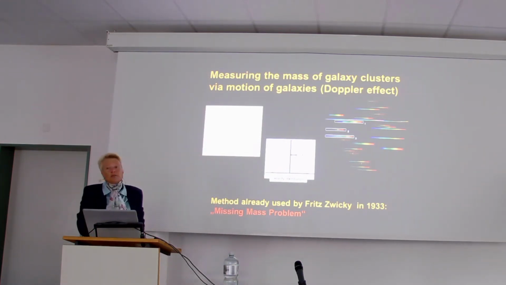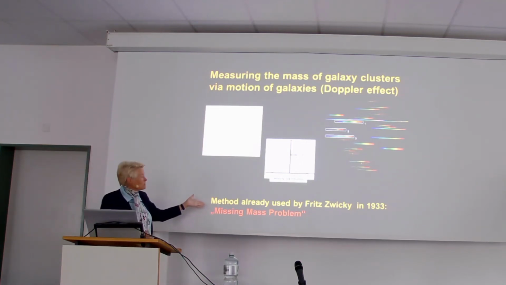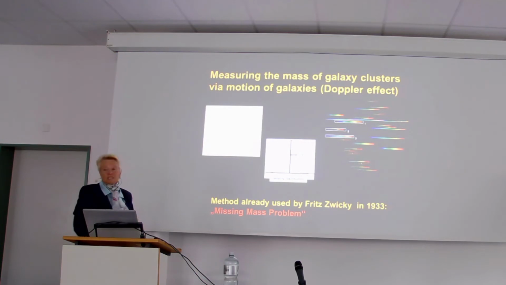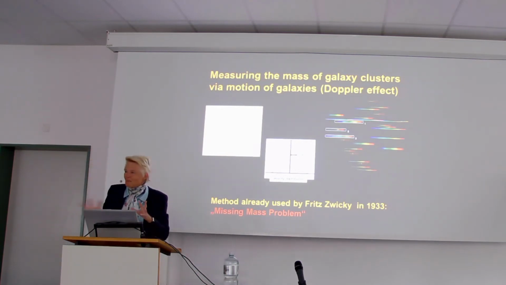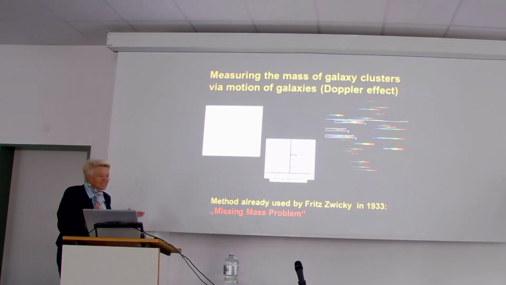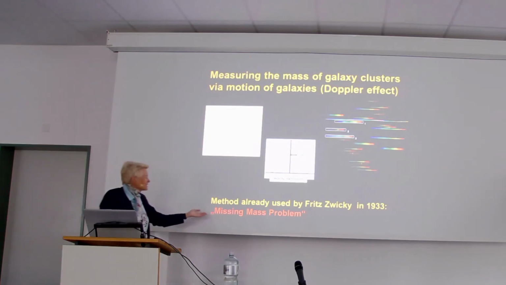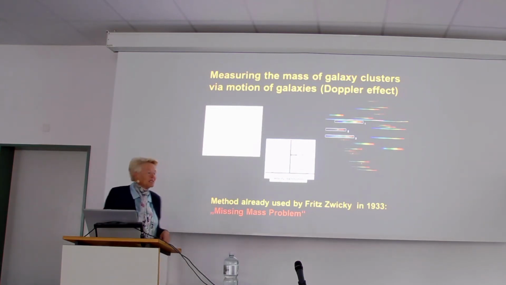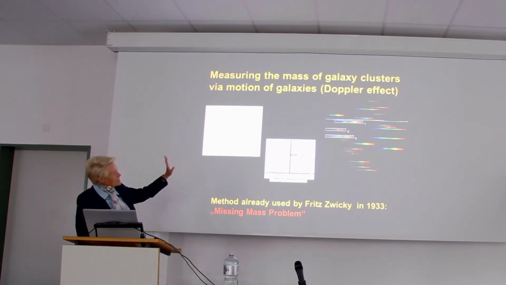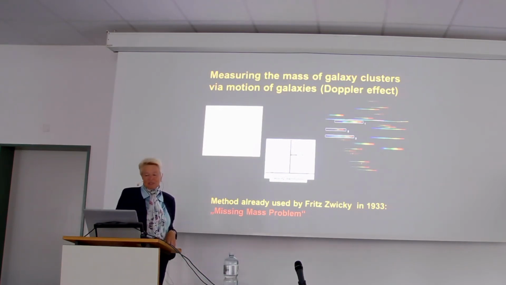And as this is a relatively simple measurement, it was done already a long time ago, used by Fritz Zwicky in the 1930s. And he found already that there is something wrong. He couldn't see all the matter, and he called this the missing mass problem, what we nowadays call dark matter. But he realized already there is something going on in galaxy clusters, so not everything is visible.